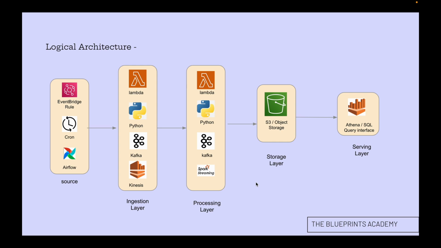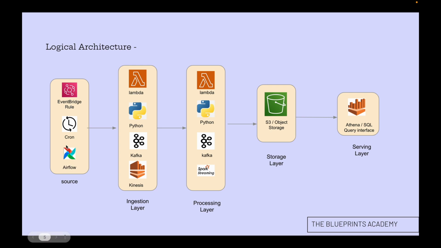Now, if we go a bit deeper into this kind of flow, you can see on the source, you could have n number of things, right? You could have a cron job, which is doing nothing but running every 5 minutes in our use case, or running every day for other use cases. We can have an EventBridge rule, which is running every 5 minutes or 10 minutes. We could have an Airflow DAG, which is running every 5 minutes or 10 minutes.